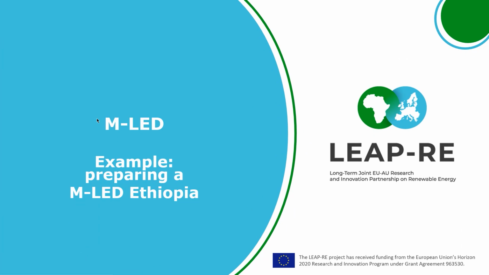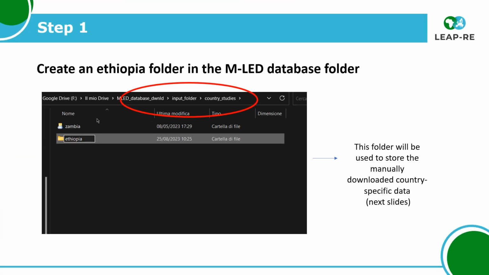So let's make an example. What if we want to prepare an MLED run for Ethiopia? It's just an example. It's not part of the current pool of countries available. So it's an example of a country that we don't cover yet, but we would like perhaps to cover. So to do that, first of all, we would need to create a new folder inside the MLED database folder, so the data folder that we downloaded from Zenodo.